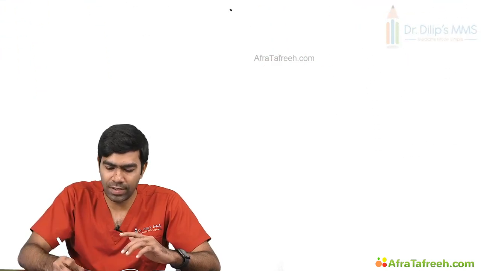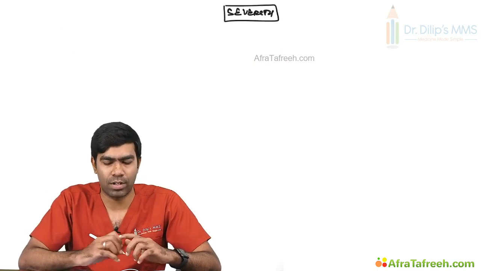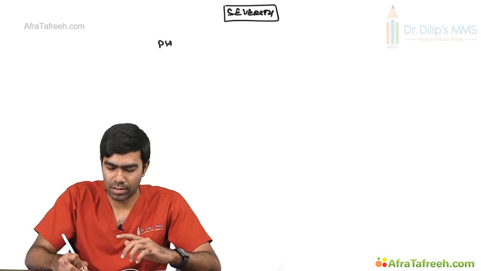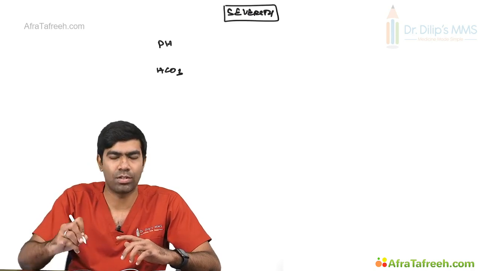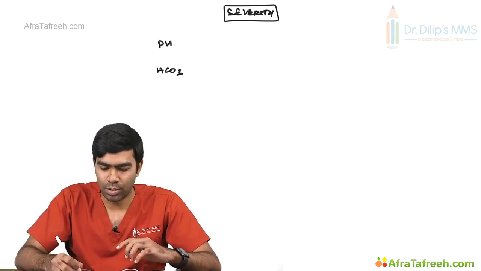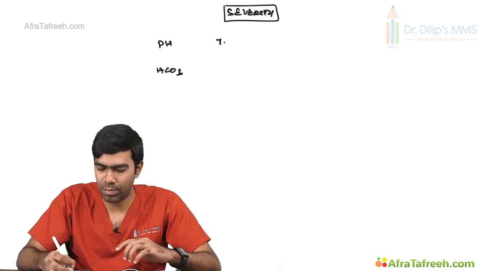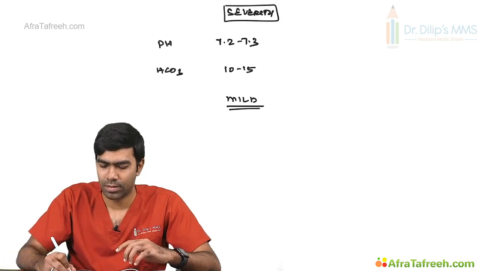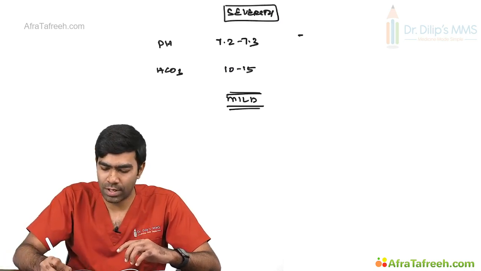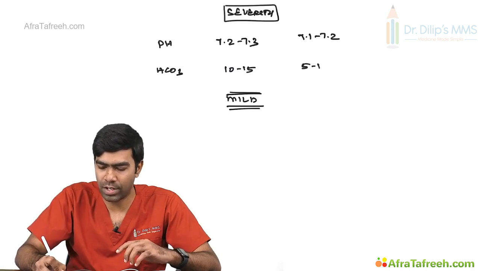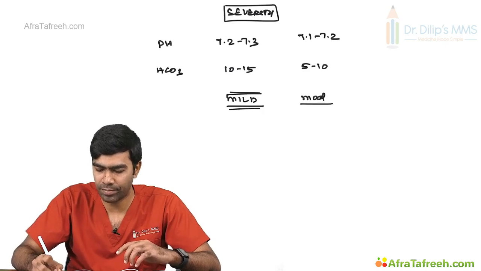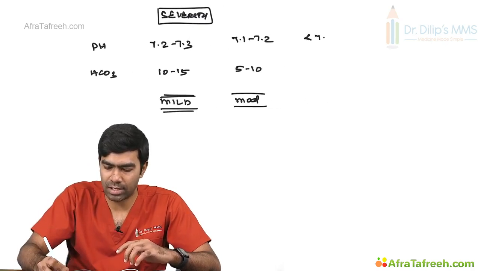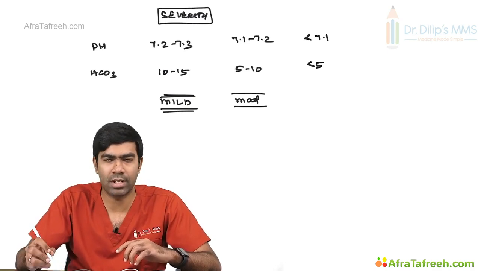And I can even tell the severity of DKA based on the pH and bicarbonate values. So based on pH and bicarbonate values, serum bicarbonate values, venous bicarbonate values, I can tell the severity. So if the pH is in the range of 7.2 to 7.3, and if the bicarbonate is in the range of 10 to 15, I can call it as a mild DKA. If the pH is in the range of 7.1 to 7.2 and bicarbonate is in the range of 5 to 10, I can call it as a moderate DKA. And if the pH is less than 7.1 and if the bicarbonate is less than 5, I can tell it as a severe DKA.